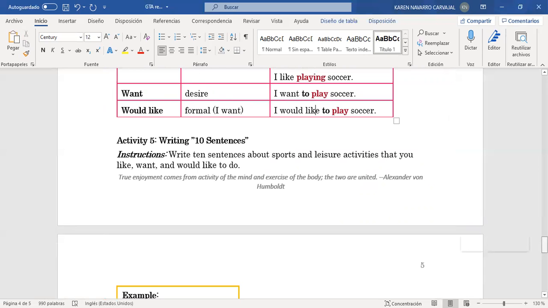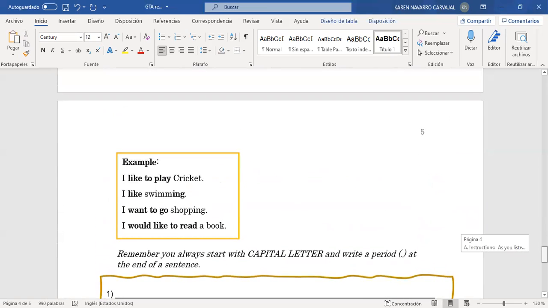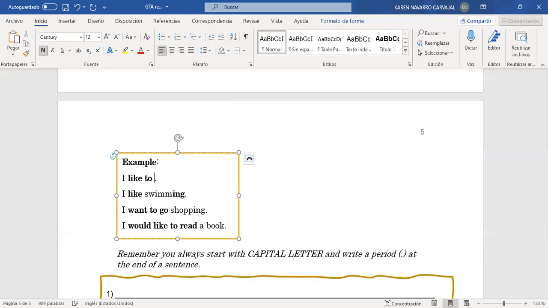So based on that information, you would create your own sentences using like, want, and would like. So you can change this. You can say, I like, well, I wrote an example. I like to play cricket, but you can say, I like to dance, and that's good. Or I like to stay at home, right? And that's what you can write in the box below.